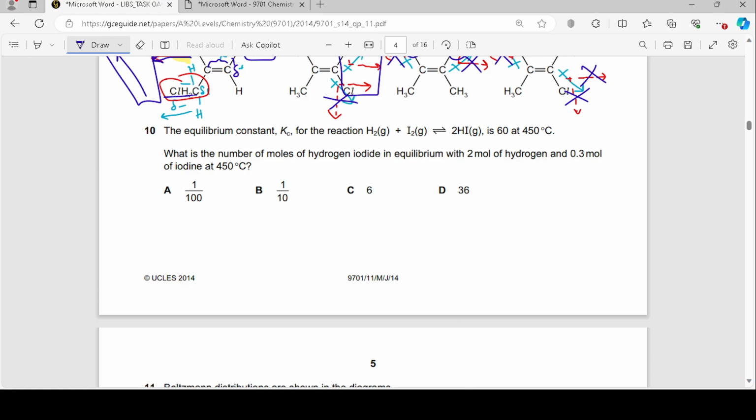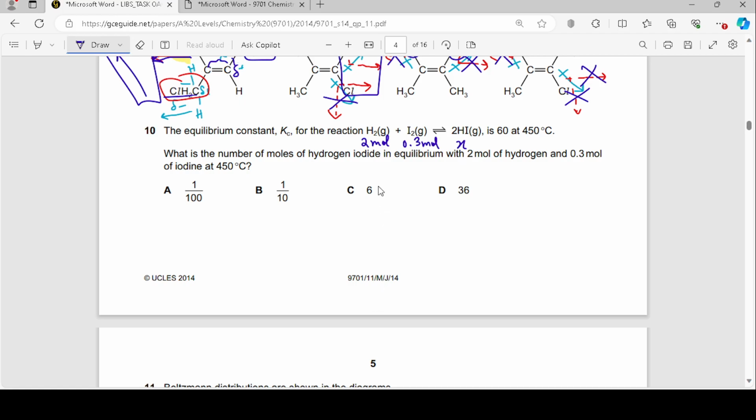The equilibrium constant Kc for the reaction H2 gaseous plus I2 gaseous gives 2HI gaseous is 60 at 450 degrees Celsius. What is the number of moles of hydrogen iodide in equilibrium with 2 moles of hydrogen and 0.3 moles of iodine at 450 degrees Celsius? So I know that we have 2 moles of hydrogen, and 0.3 moles of iodine. On the other hand, I do not know how much HI I have, so I'm going to take that as x at 450 degrees Celsius.